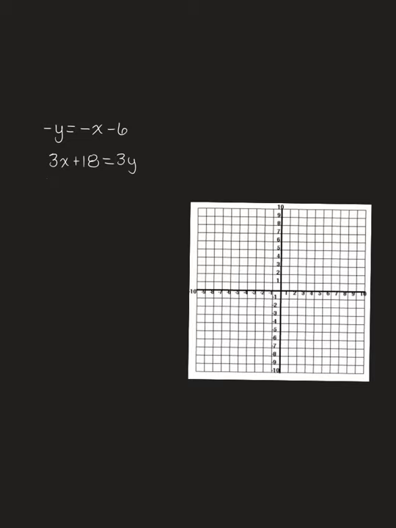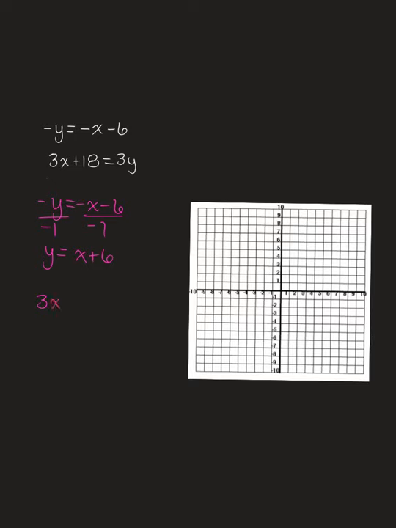Last example here, I have negative y is equal to negative x minus 6, so this needs to be in y equals mx plus b. I just need to get rid of that negative. So I am going to divide by negative 1 on both sides. So that just changes the sign of everything. So I have y equals x plus 6.